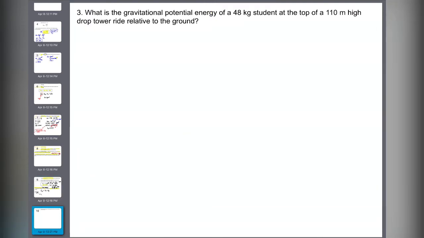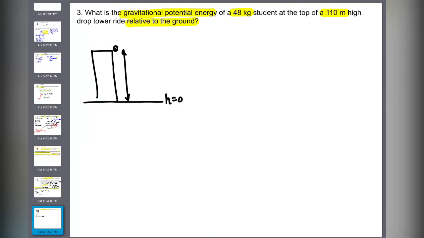Okay? So going back to the example of gravitational potential energy, the question asks: what is the gravitational potential energy of a 48 kilogram student at the top of a 100 meters high drop tower relative to the ground? So you have a tower, and you got a student right here. Relative to the ground means the ground we call h equals 0. What is the potential energy there when the height is 110 meters? That's what relative means. I make the ground 0, and then I measure the height relative to that 0 point.